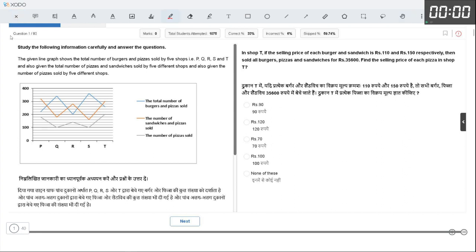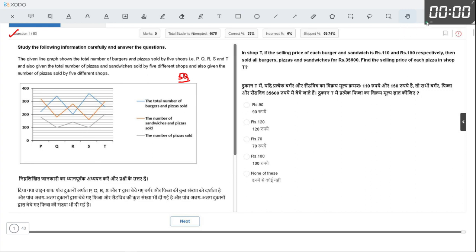So this is the first question and it is a line-based DI. First of all, you have to take the data out of this graph, so that the 5 questions you can solve easily with the help of the table. We will solve with the help of a timer here. You also pause the video and try to make the table in less amount of time.